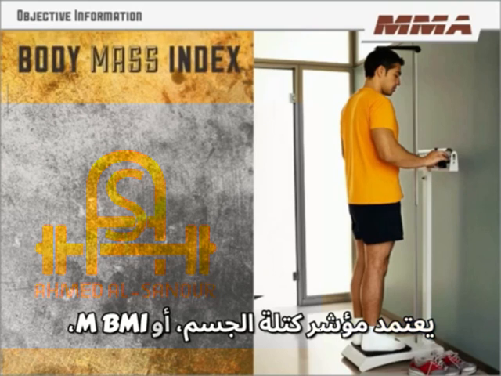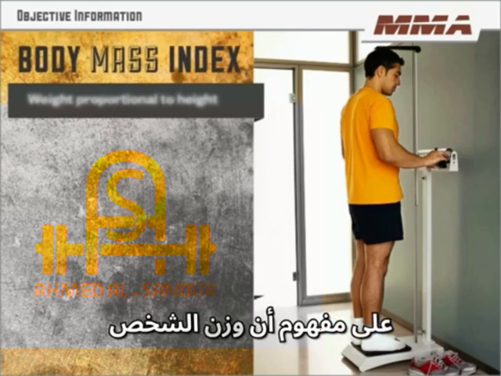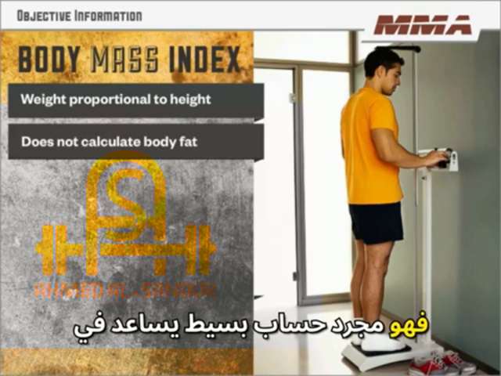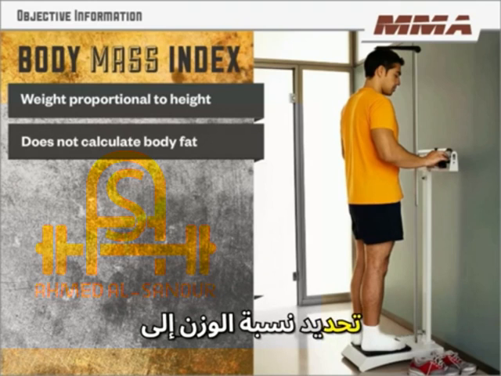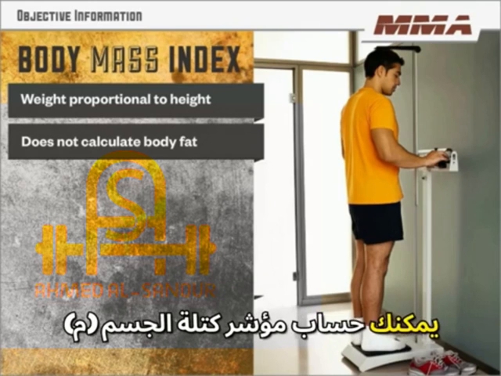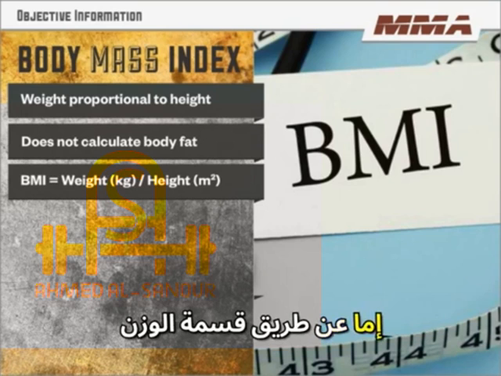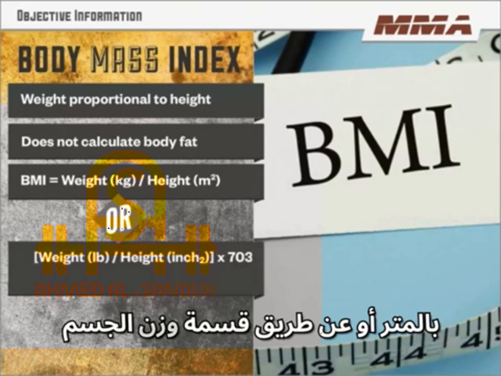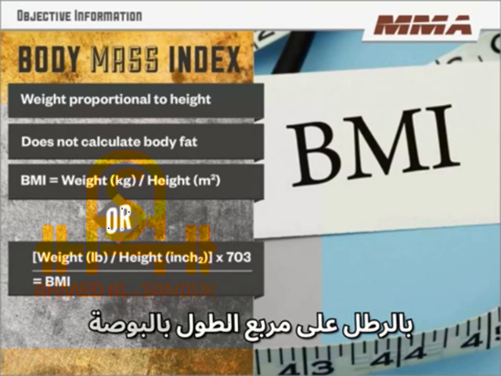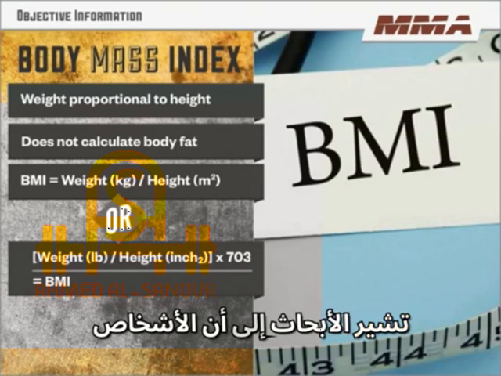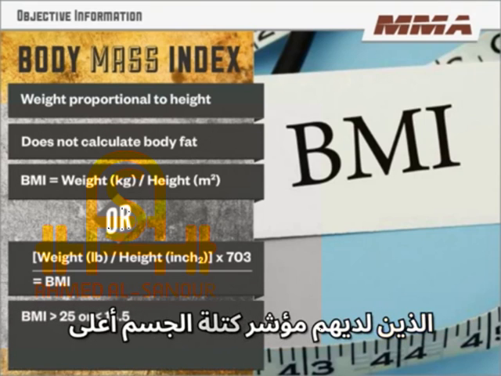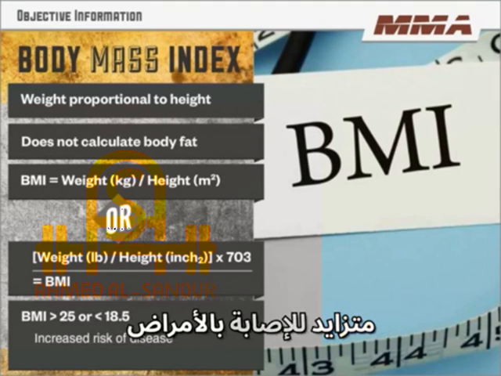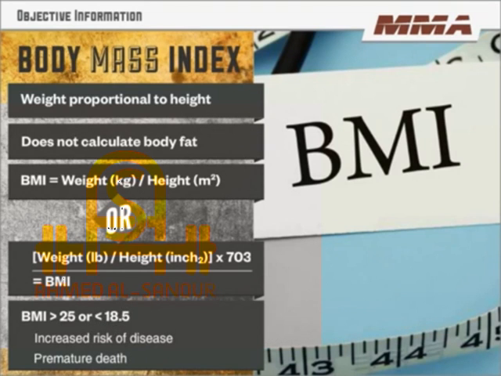Body mass index, or BMI, is based on the concept that a person's weight is proportional to their height. BMI does not calculate fat. It's just a simple calculation that helps determine an appropriate weight-to-height ratio. You can calculate BMI either by dividing the weight in kilograms by the square of the height in meters, or by dividing body weight in pounds by the square of height in inches and multiplying by 703. Research shows that people with a BMI above 25 or below 18.5 have an increased risk of developing disease and suffering from premature death.